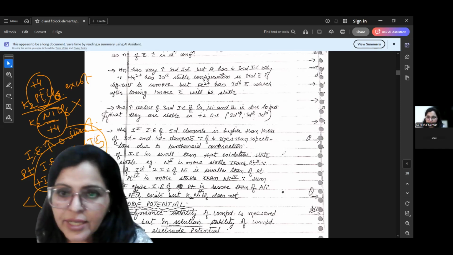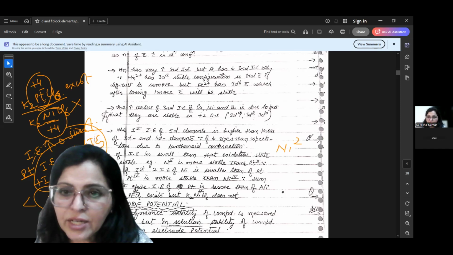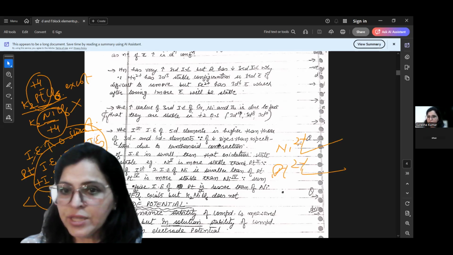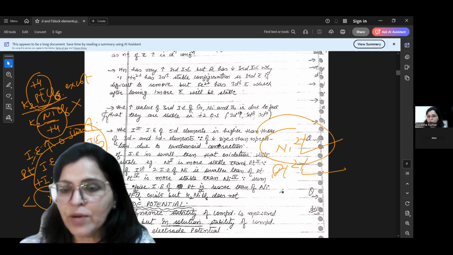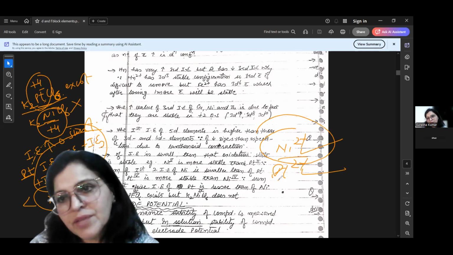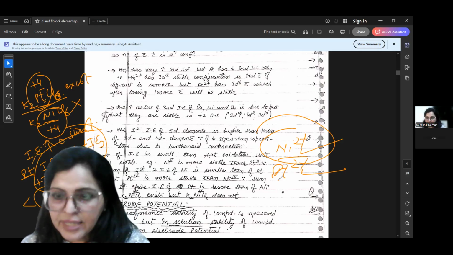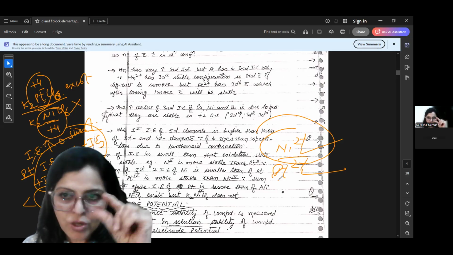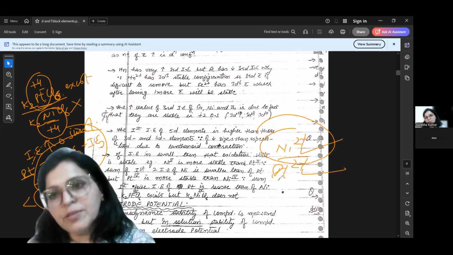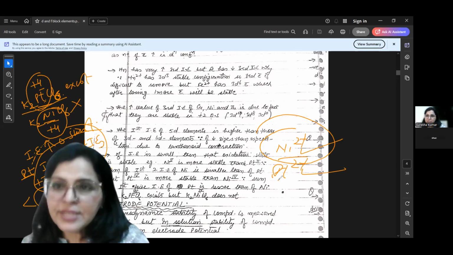On the contrary, the next question is: nickel 2+ is more stable than platinum 2+. Now, in this case, the sum of the first two ionization energies for nickel is less than that of platinum. The meaning is that if you require a small amount of energy to remove the electron, that oxidation state will be very stable.